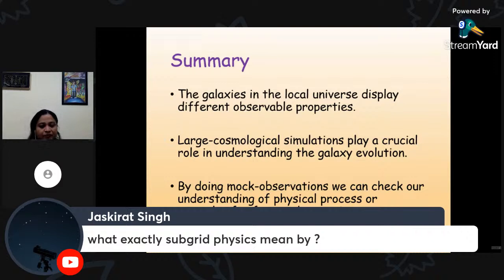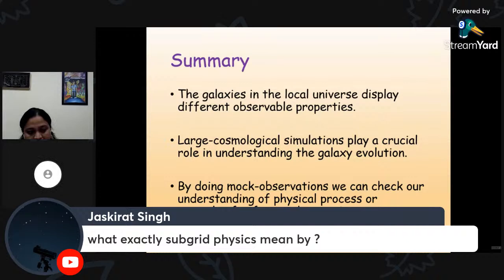Okay, so when we say subgrid physics, as the name suggests, subgrid. So when we say grid in the simulation term, imagine you have a box and you divide that box into 100 cubes, right? Or 1,000 cubes, or a million cubes. Now, this is your resolution. This small cube that you have is your resolution. You cannot divide it further.